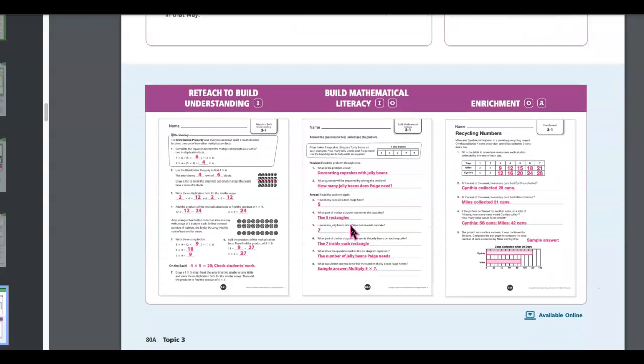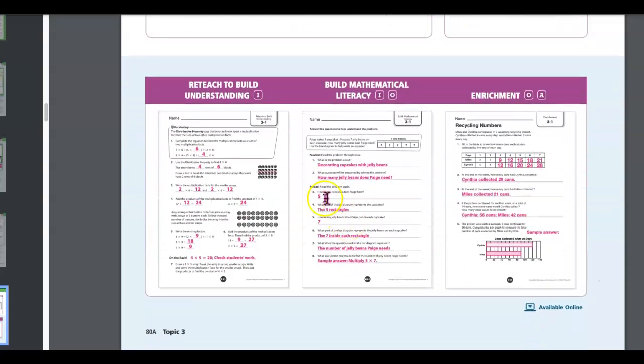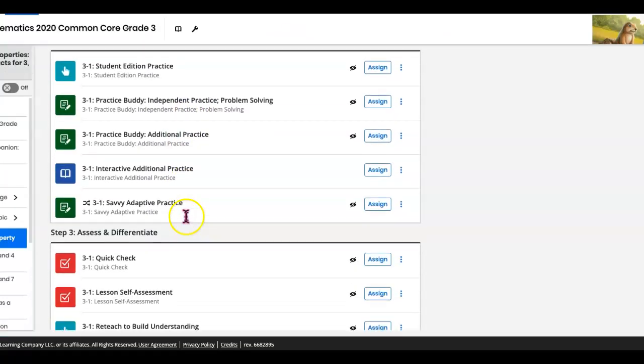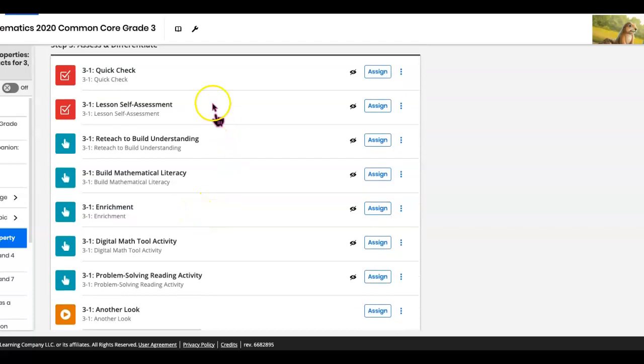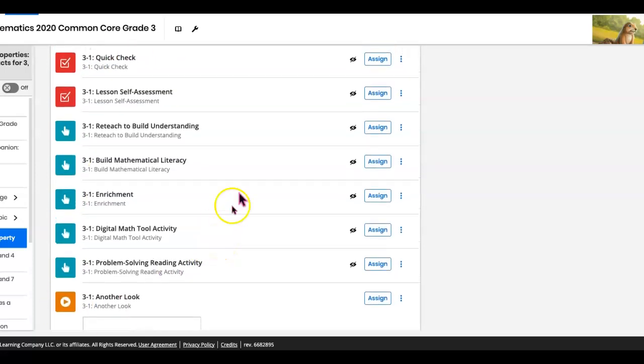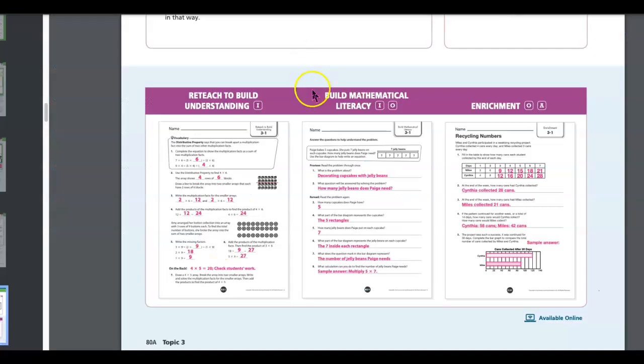Then we also have more print materials if you need to use that. Here is our intervention again to reteach and build. If you have intervention and on level, you can use this one here, build mathematical literacy. And then we also have enrichment, again, both for our on level and those that are advanced. All of these, again, can be found online. I'm going to scroll down here to our assess and differentiate. And then you have multiple options here online if you would rather have your students solve these problems online.